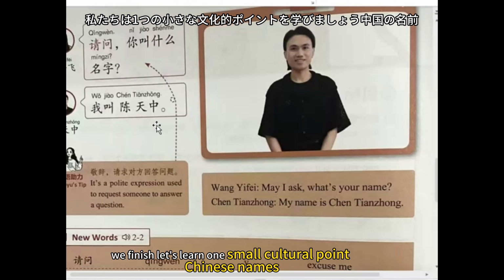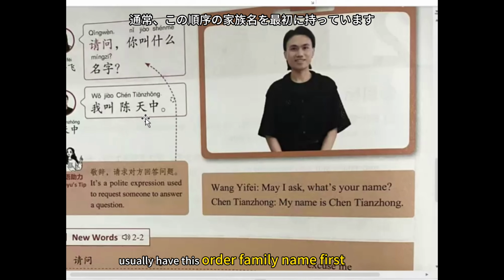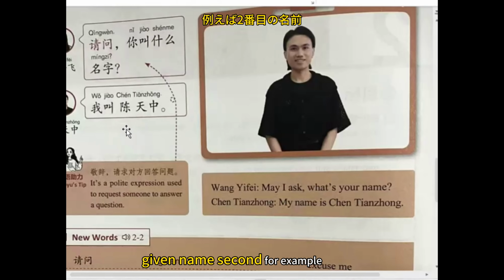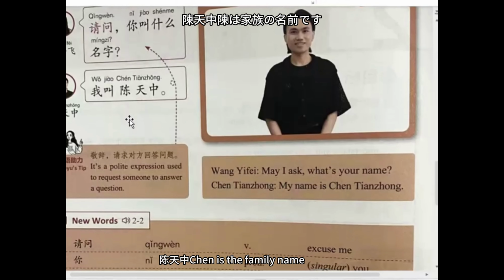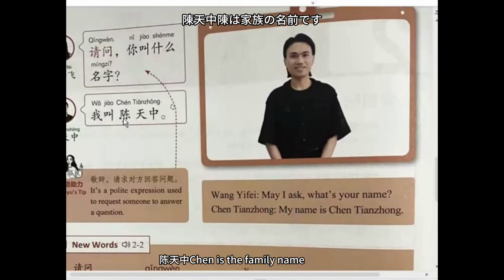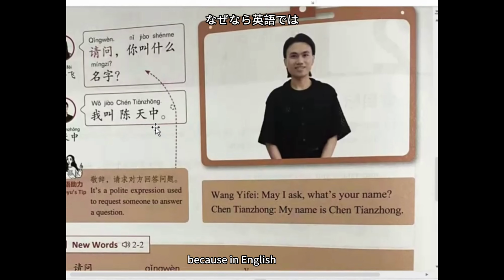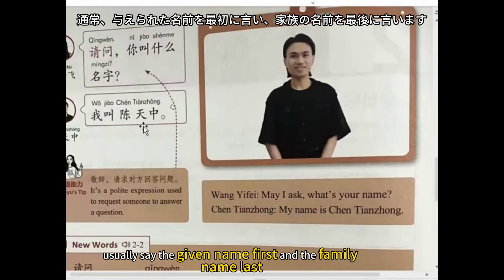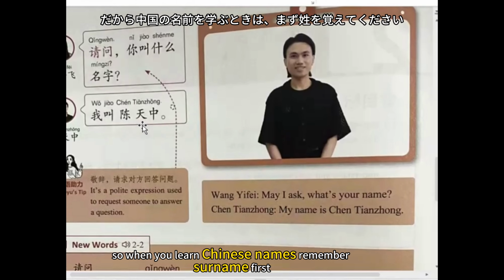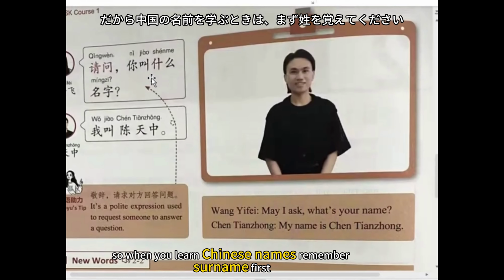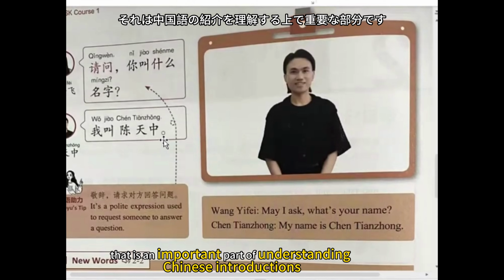Before we finish, let's learn one small cultural point. Chinese names usually have this order. Family name first, given name second. For example, Chen Tianzhong. Chen is the family name. Tianzhong is the given name. This is different from English, because in English, people usually say the given name first and the family name last. So when you learn Chinese names, remember, surname first, given name second. That is an important part of understanding Chinese introductions.